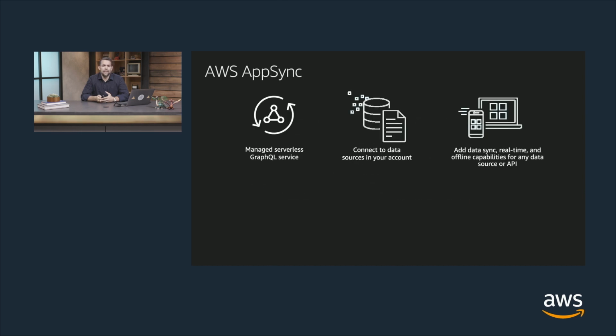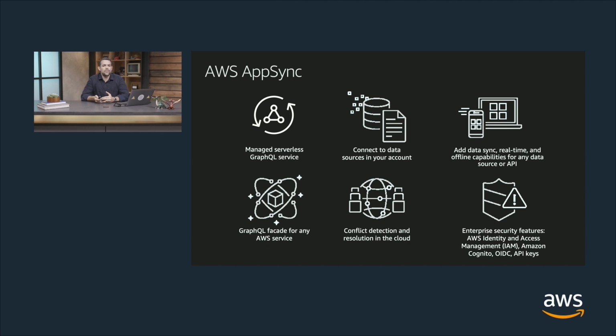AppSync is a managed serverless GraphQL service, perfect for interacting with application data. It connects to resources in your own AWS account, allowing you to make your data available in real time or offline. It can be used as a GraphQL facade for any AWS service. It also allows you to perform conflict detection and resolution in the cloud instead of doing it in the client.